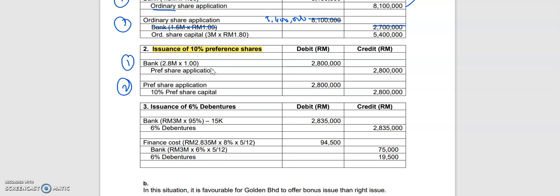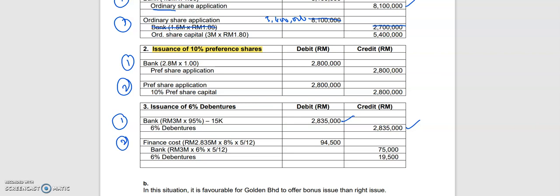Last but not least, the issuance of debenture. Step number 1 is to record the amount of debt that you receive. You want to borrow 3 million, right? But you only issue at a discount. So you only get 95% from 3 million. And don't forget, since you have issue cost, you have to minus the issue cost first. Therefore, in total, you only receive 2,835,000.